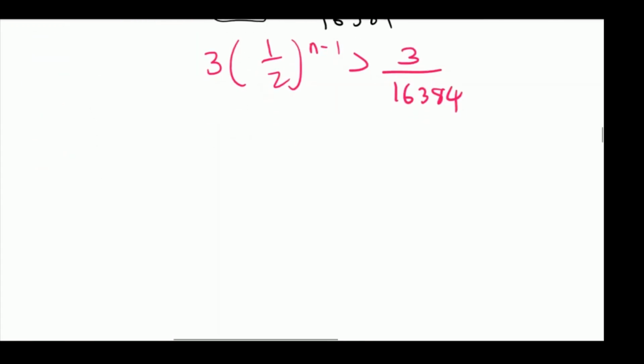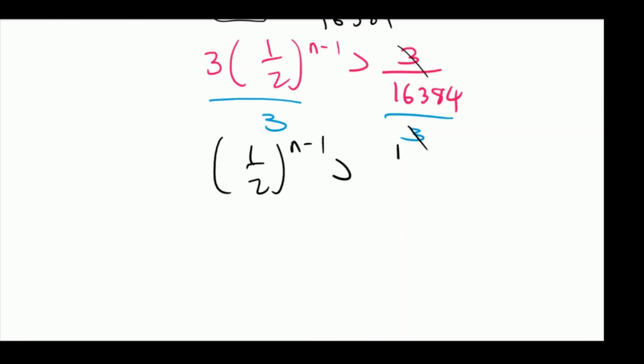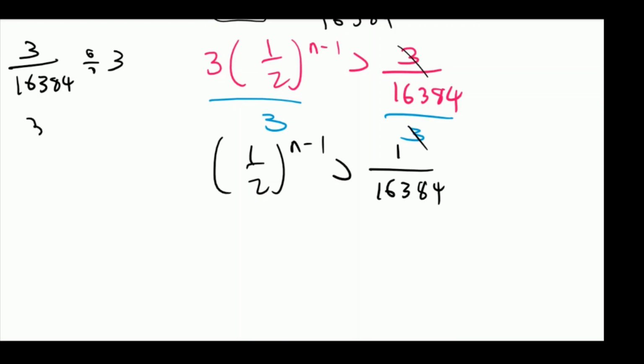To find the value of n, the first thing we're going to do is divide both sides by 3, and the 3 will cancel out with this 3 here. So we'll have 1 over 2 to the power n minus 1 greater than 1 over 16384. Just to explain how this 3 will cancel out the other 3: we have 3 over 16384 divided by 3. We change the sign from divide to times, so this 3 is going to flip. It's going to be 1 over 3, so this 3 will cancel out with that 3.